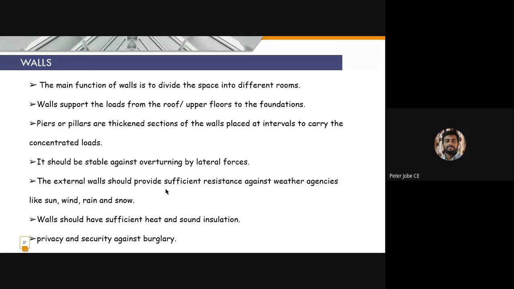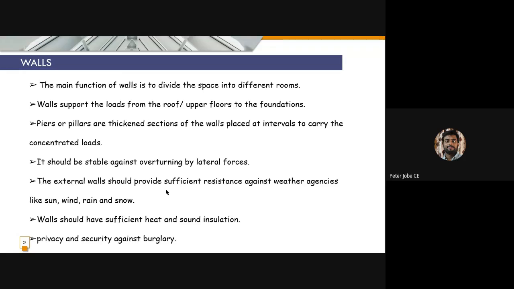So piers or pillars are thickened sections of walls placed at intervals to carry concentrated loads. Suppose a concentrated load happens, we'll provide a pillar or a pier so that wherever a concentrated load happens, it can be easily distributed. It should be stable against overturning by lateral forces. That means if someone is leaning onto the wall, it should not overturn by that force.